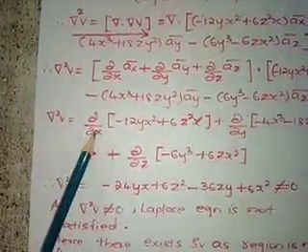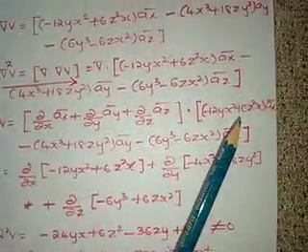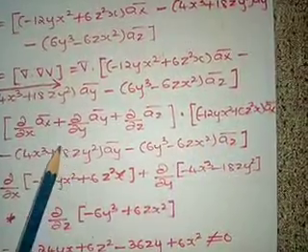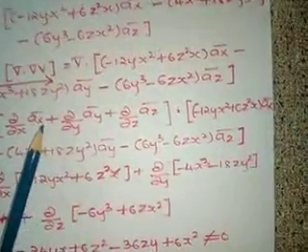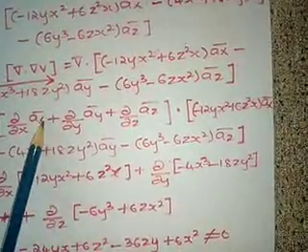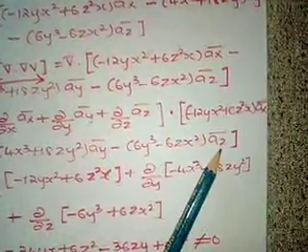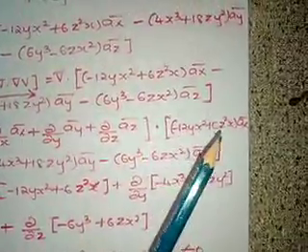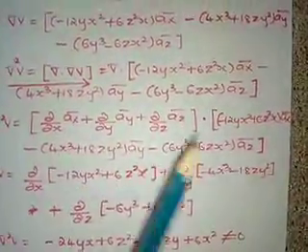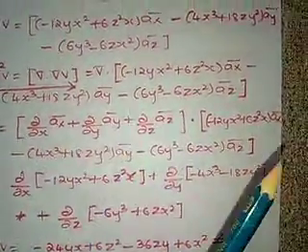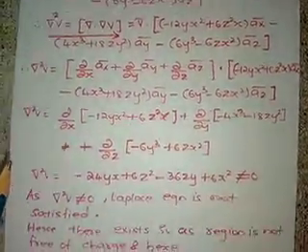So del square V will be equal to dou by dou x of, because see here, ax bar dot ax bar will be 1. If you take ax bar dot ay bar, it is 0, the dot product is 0. ax bar dot az bar is 0, similarly ay bar dot ax bar is 0, so all other dot products will be 0. Only ax bar dot ax bar will be 1, ay bar dot ay bar will be 1, and az bar dot az bar will be 1.